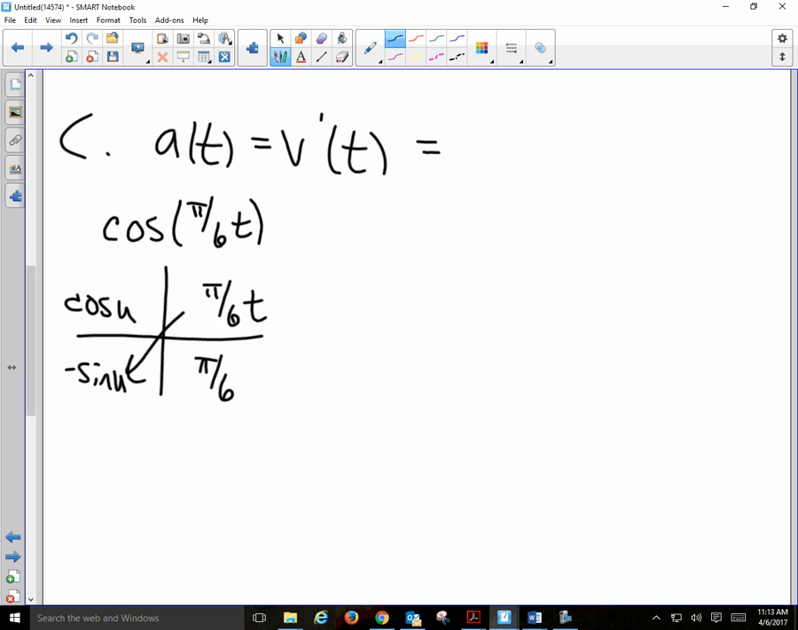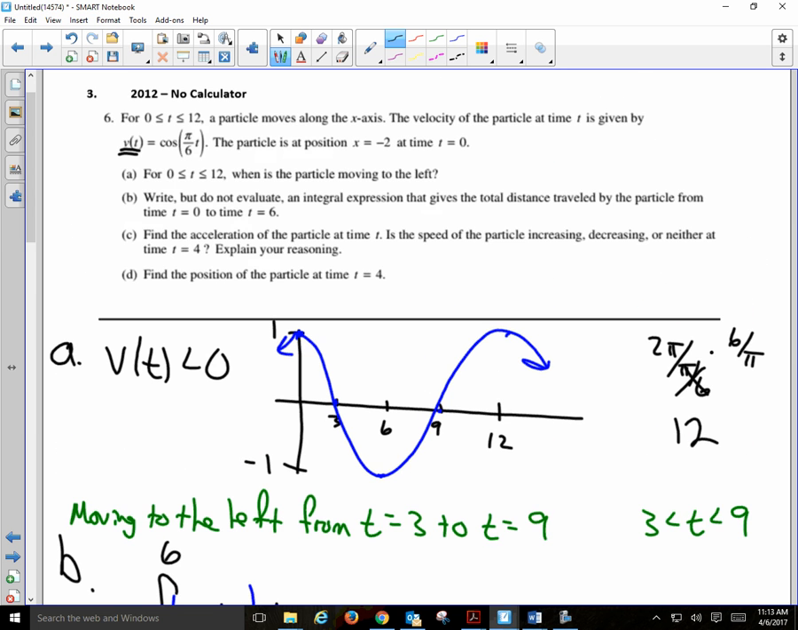So I've got pi over 6, and it's negative times sine of pi over 6 t. So that's my derivative, meaning that is the acceleration. Now note what the question is asking. It says the acceleration at time t. This is an expression for the acceleration at time t. The second part of the question is a very, very, very common question to ask. It says, is the speed of the particle increasing or decreasing or neither at that time?